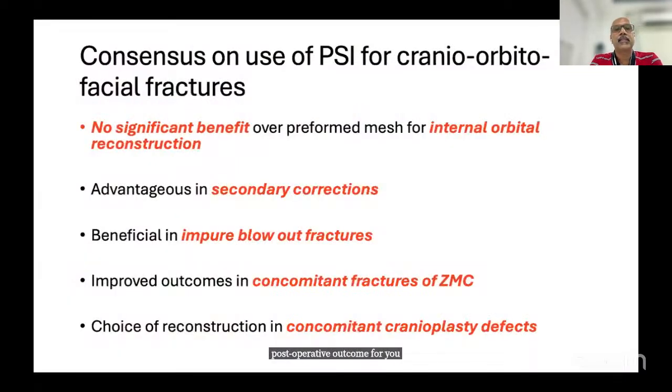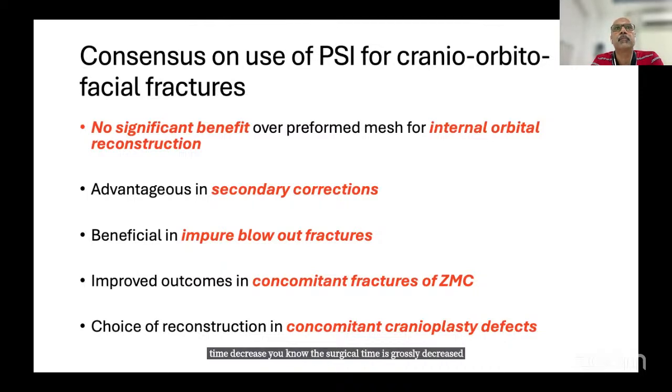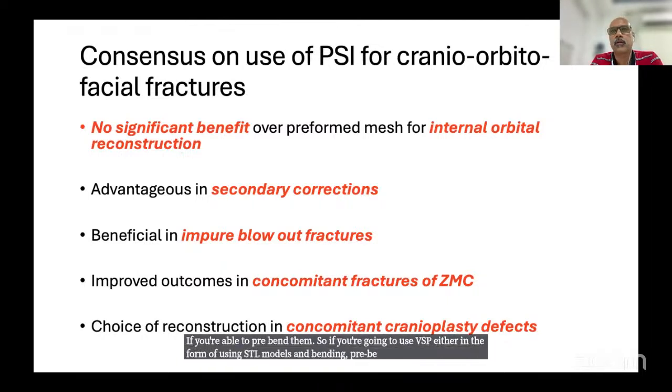Now, what exactly is the consensus on the use of PSIs for cranio-orbitofacial fractures? There is no significant benefit over preform mesh for internal orbital reconstruction as well as cranioplasty, except for the on-table time decrease. The surgical time is grossly decreased if you're able to pre-bend them. So if you're going to use VSP either in the form of using STL models and pre-bending your implants, or you're going to print your implants and then get them to the table, then you save on time significantly. Of course, the costing is a very important factor that needs to be included here.